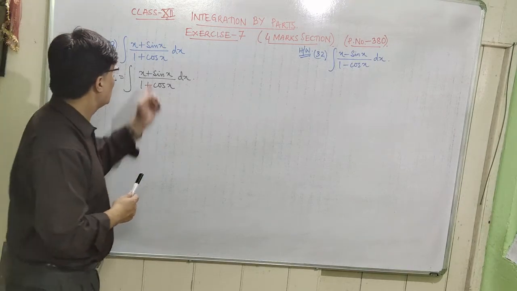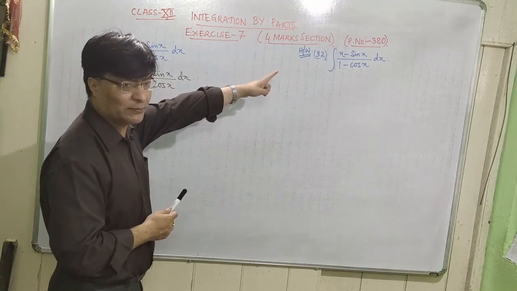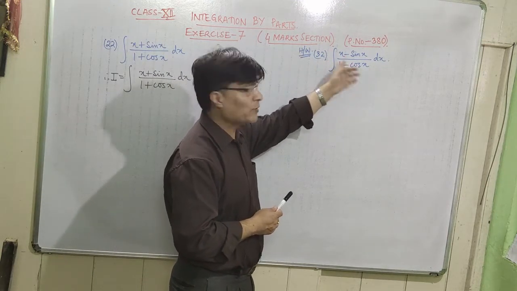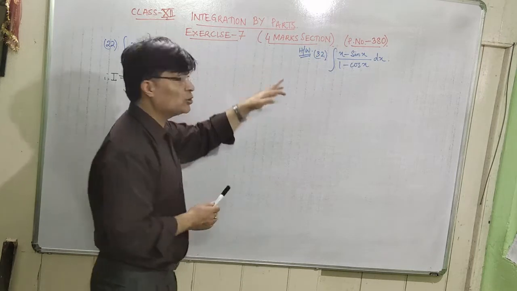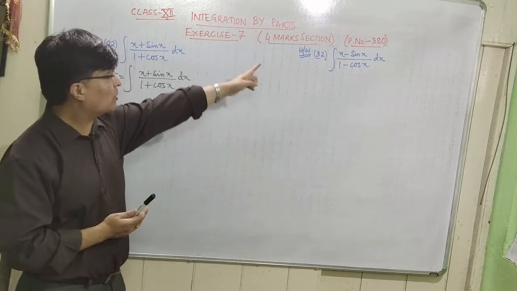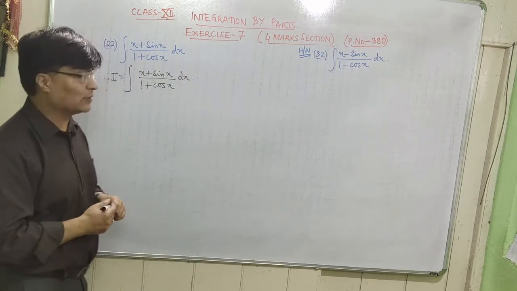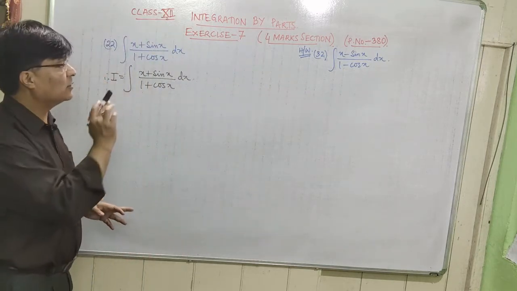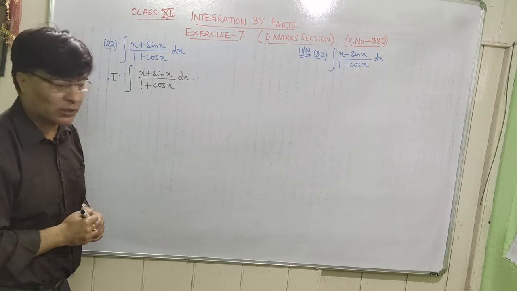Okay, similarly you can do that number 32. This is the same, except that instead of plus there is a minus sign. So this 22 and 32 are of similar problem. So that 32 is your homework, isn't it? Okay, that number 32 is your homework, right?